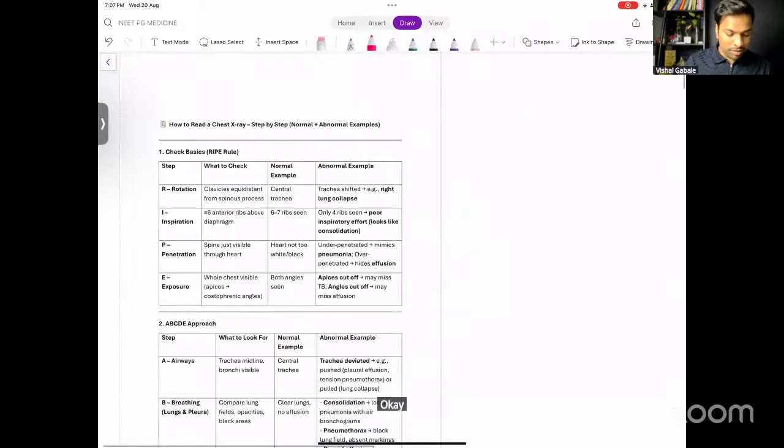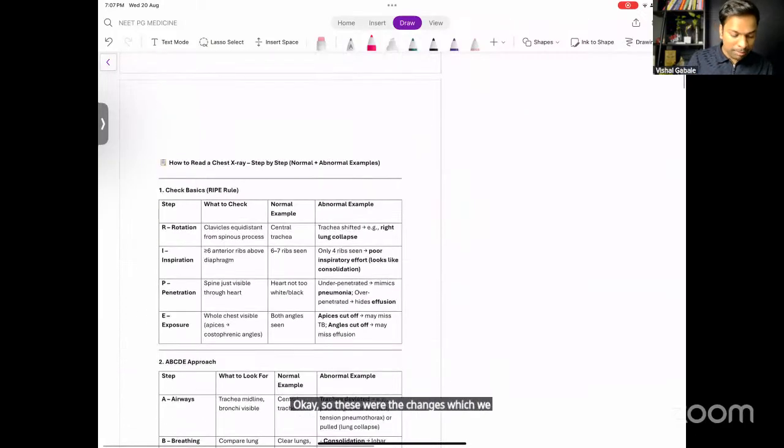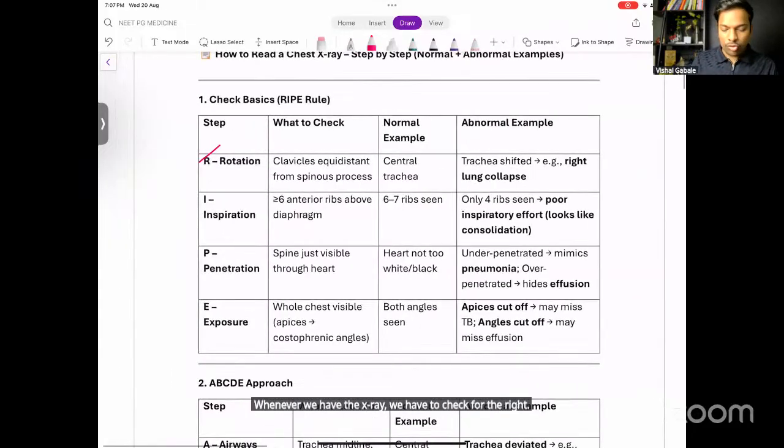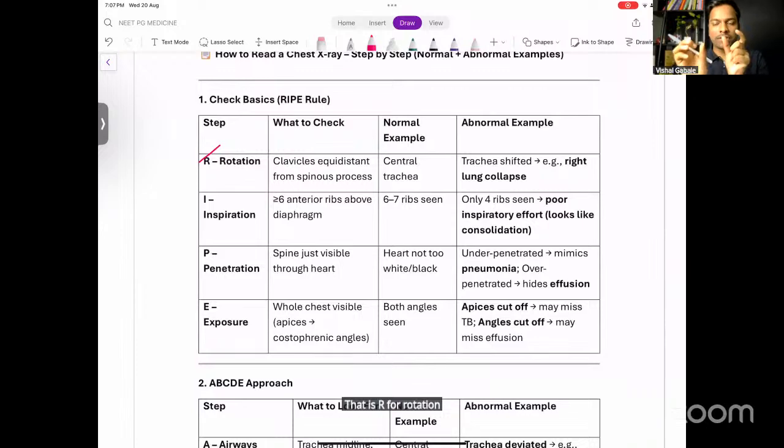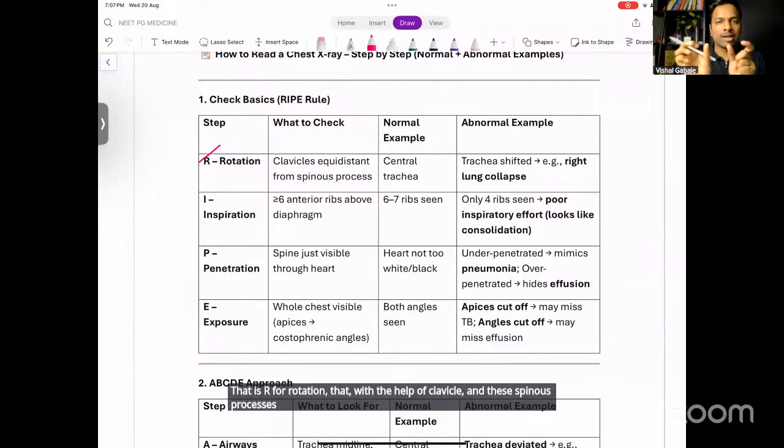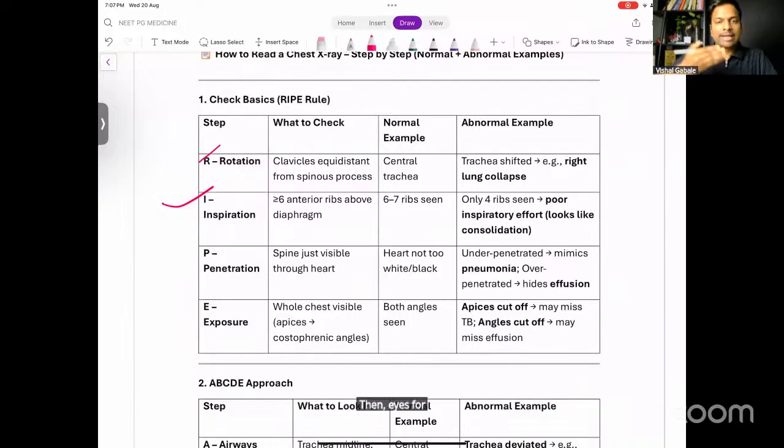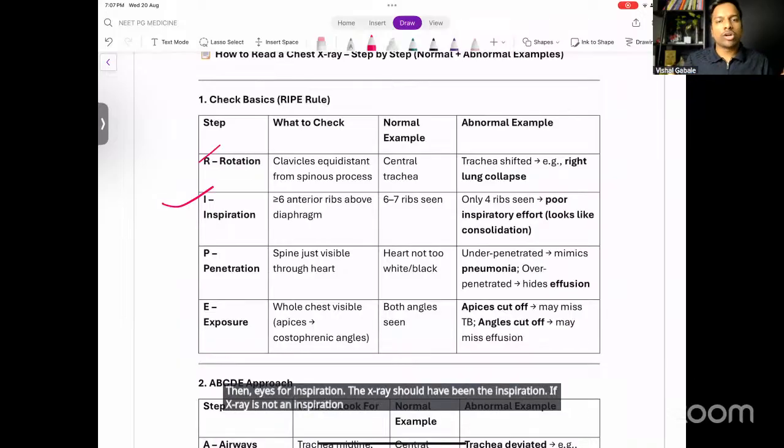So these were the changes which we discussed. Whenever we have an X-ray, we have to check for RIPE. R is for rotation: with the help of the clavicle and spinous process distance, we get an idea about this. Then I is for inspiration. The X-ray should be in inspiration. If the X-ray is not in inspiration, you will not get proper exposure of the lungs basically.